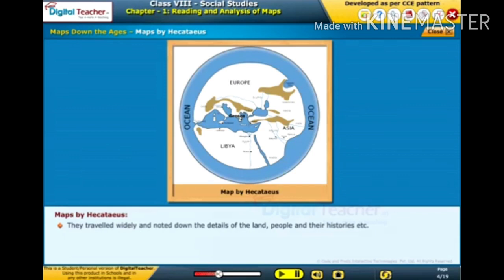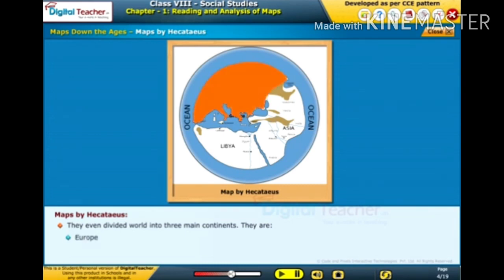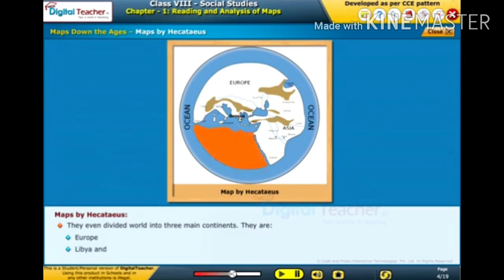They traveled widely and noted down the details of the land, people, and their histories, etc. Based on the details, they prepared maps and placed Greece in the middle of the map. They even divided the world into 3 main continents. They are Europe, Libya, and Asia.